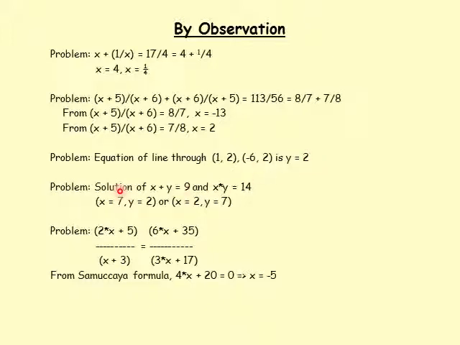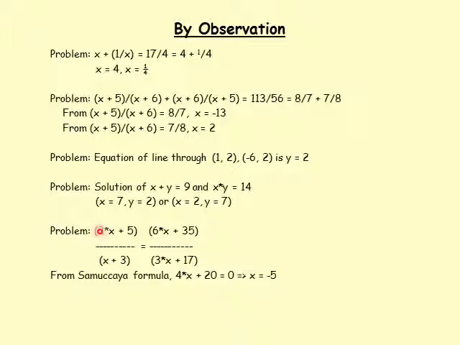Let's try to solve a simultaneous equation where x plus y is 9 and x times y is 14. The factors of 14 are either 1 times 14 or 2 times 7. If I use 2 and 7 as factors, 2 plus 7 is 9, which satisfies the other equation too. So if x is 7, y is 2. If x is 2, y is 7. They're symmetrical.